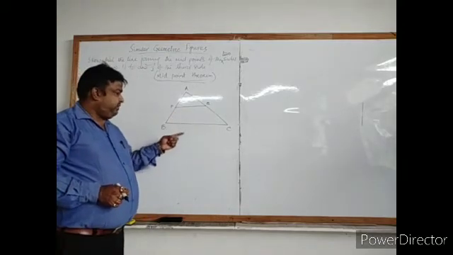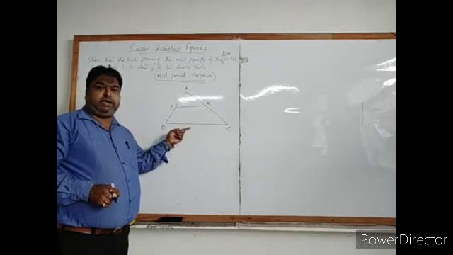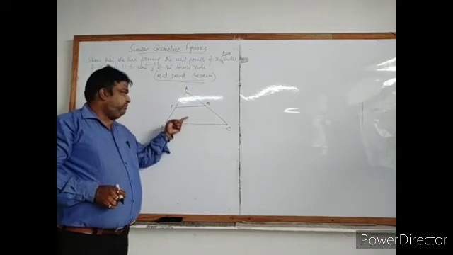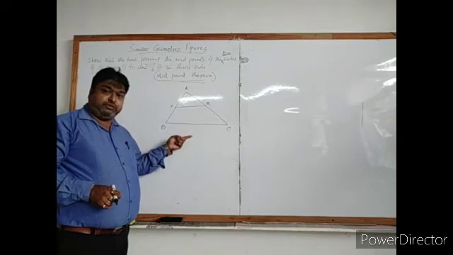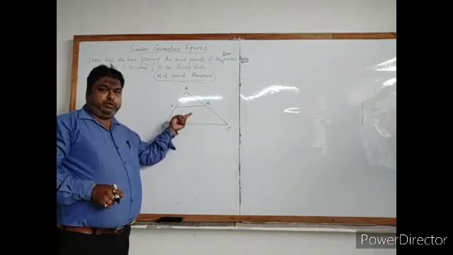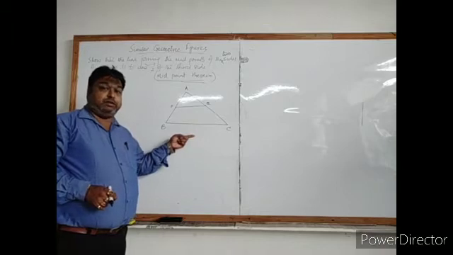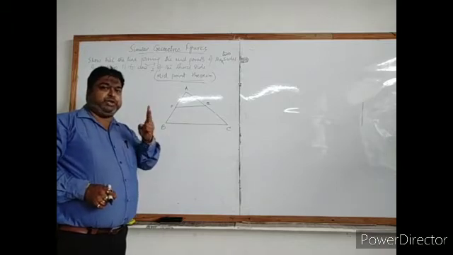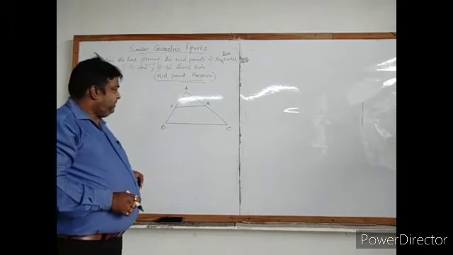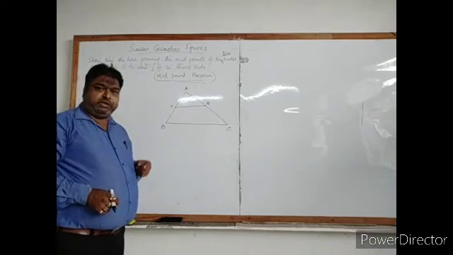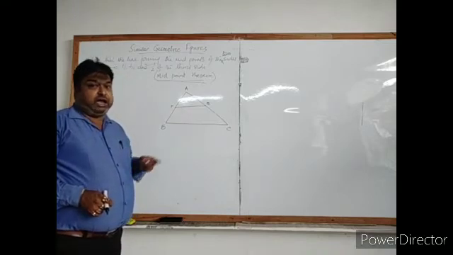As per the question, this PQ is parallel to the third side. What is the third side? BC. PQ is parallel to BC, and in measure it is half of this third side BC. So two things we have to show: one is parallel to BC, another is half of BC.